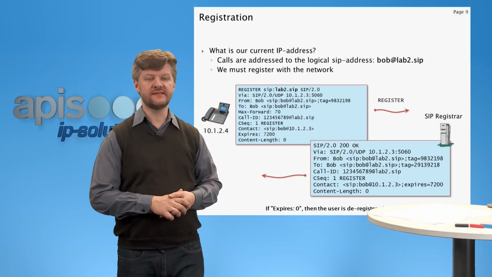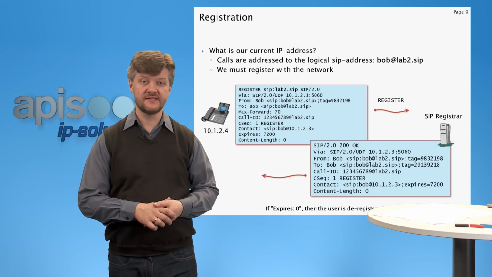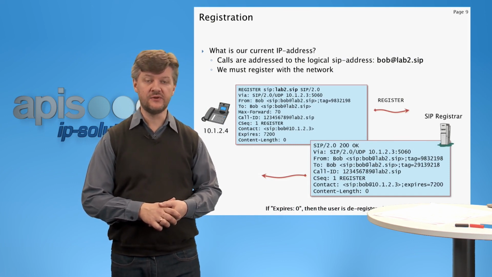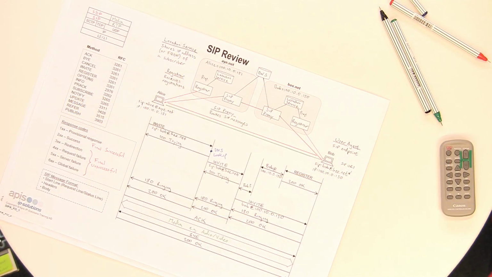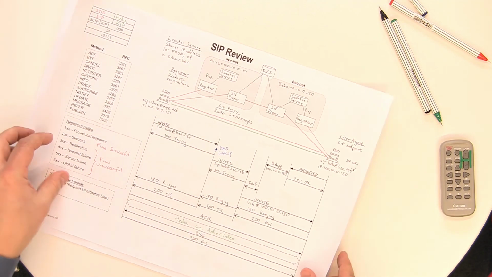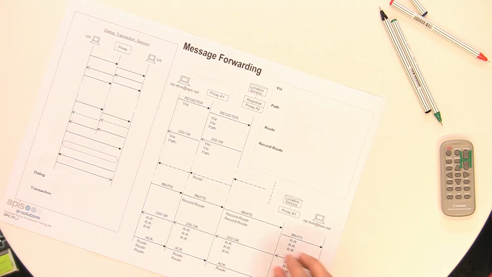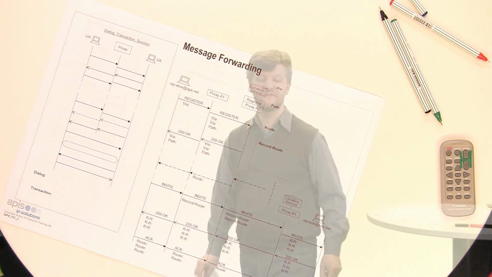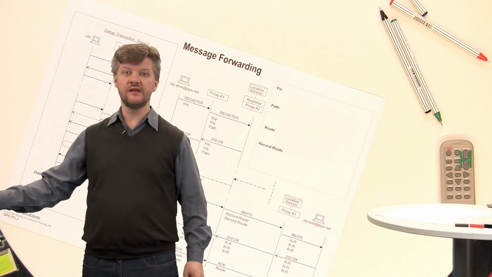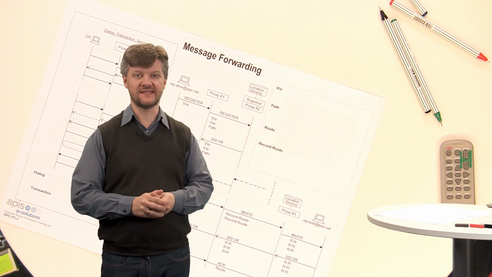All right, this concludes the first lesson. We're going to continue on, but right now we can take our SIP review and take it away and reveal the message forwarding foldout, which we will continue with in the next lesson. See you then.